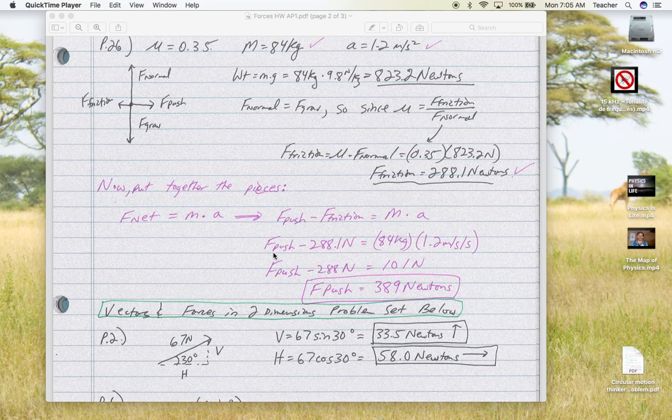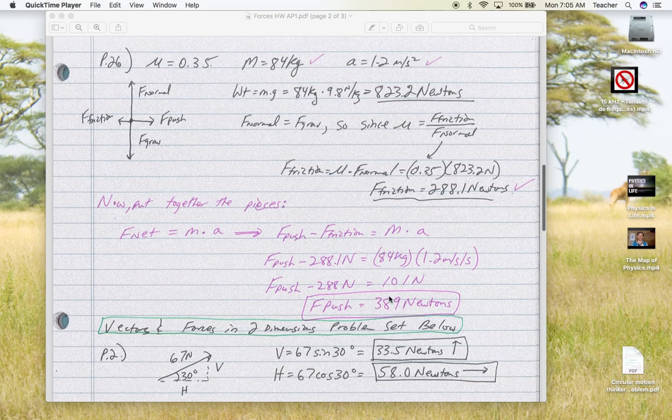I neglected to do that. So the push minus 288 equals the mass times that acceleration. The push is 389 newtons. So again, that's a good one to look over.